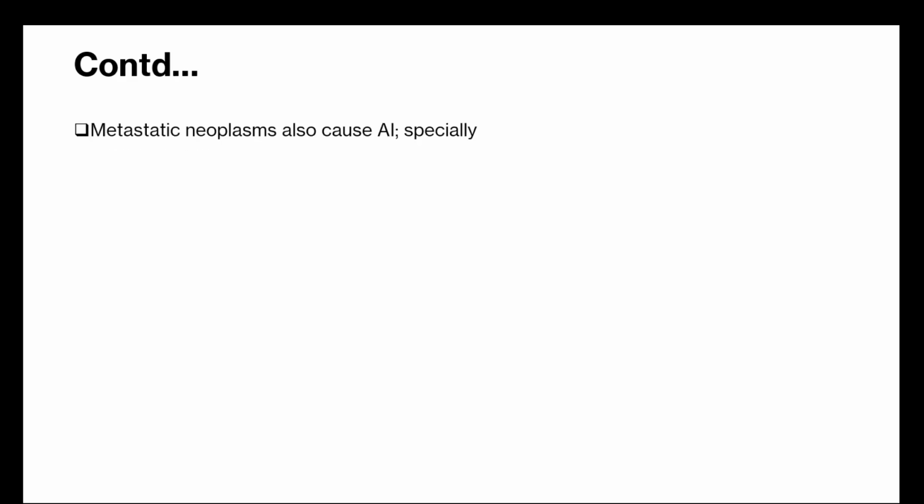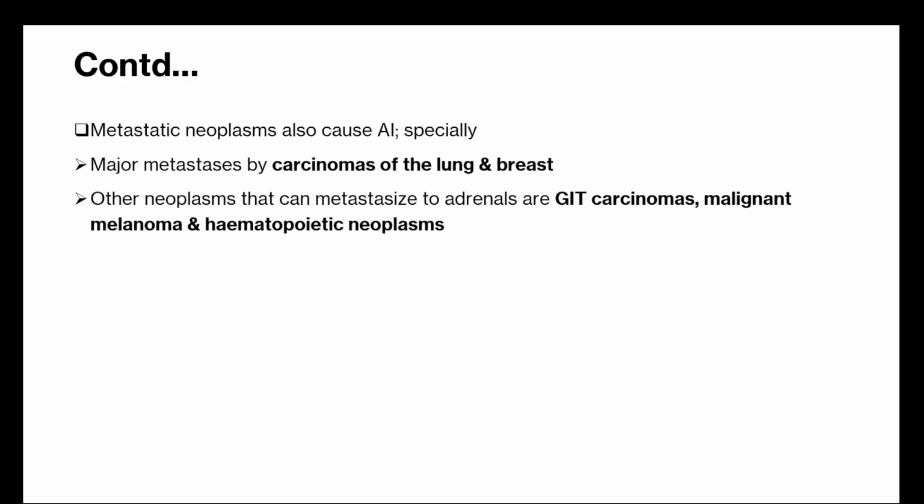And metastatic neoplasm also results in adrenocortical insufficiency, especially carcinoma of the lungs and breast metastasized to the adrenal glands, affecting the adrenals, and that results in insufficiency. Other neoplasms that can metastasize to the adrenals are GI tract carcinomas, malignant melanoma, and hematopoietic neoplasms.